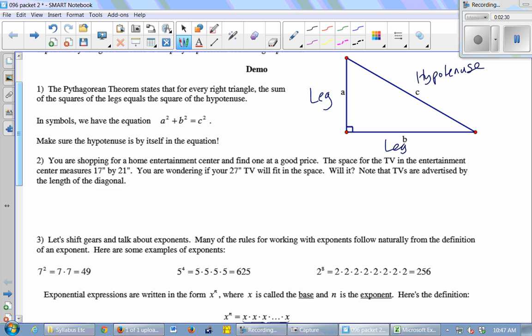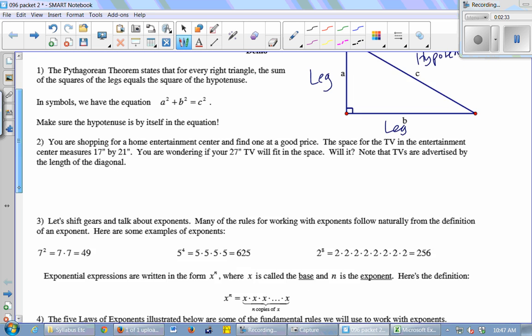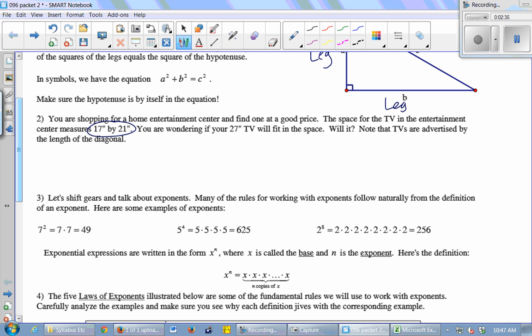Okay, so my TV is 27-inch diagonal, and I want to know if it will fit in this space 17 by 21. So draw a little picture. I've got a rectangular space in my entertainment center. It's 17 inches by 21 inches. In order for my TV to fit in there, the diagonal has to be at least what? 27 inches, right? So let's figure out what this diagonal is. We could call it, give me a letter. How about D for diagonal?